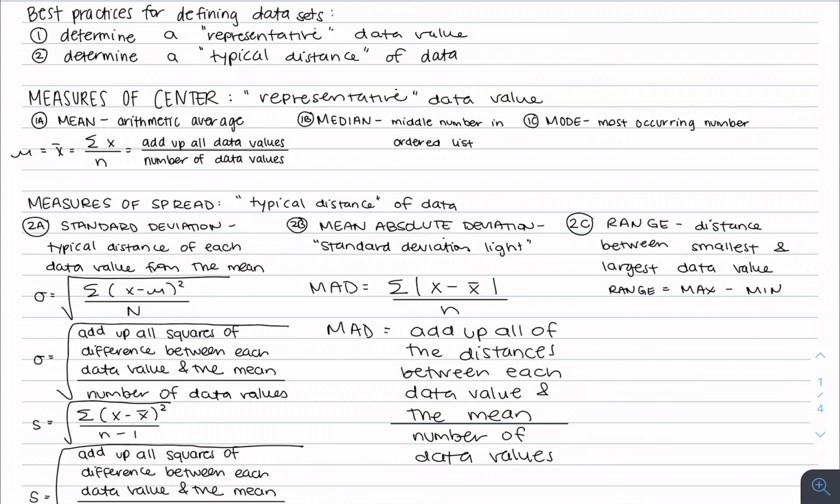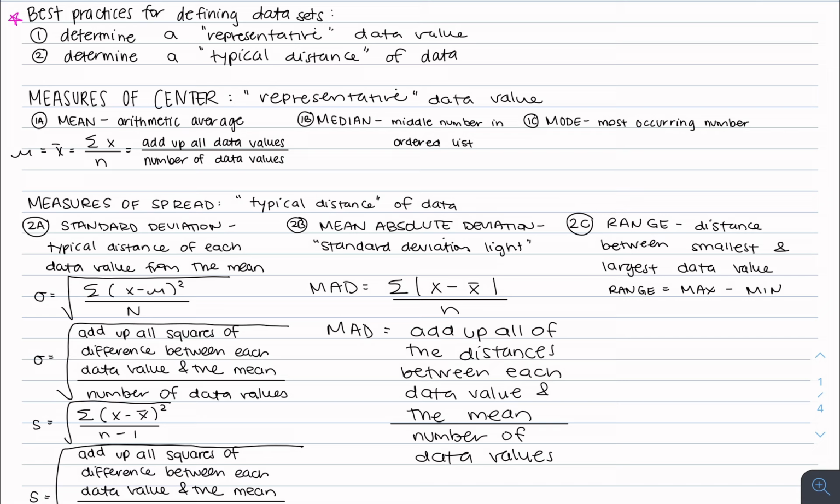Hi everyone! In this video we're going to be talking about measures of center and measures of spread. I want to start off with talking about what the best practices are when you're trying to give some sort of defining features to data sets. We need two pieces of information.